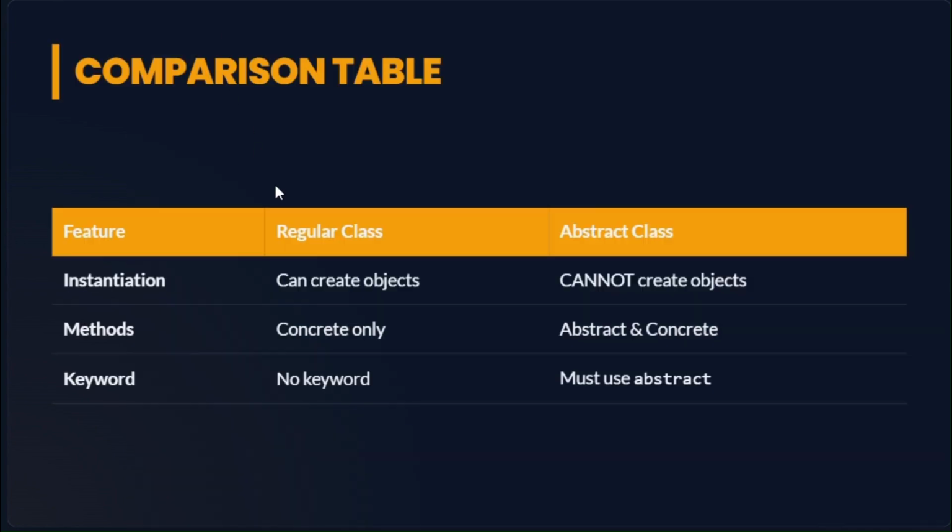Here is your cheat sheet. A regular class can create objects and has only concrete methods. An abstract class cannot create objects and can have both kinds of methods, abstract and concrete. Remember to use the abstract keyword for the classes and methods that have no body.